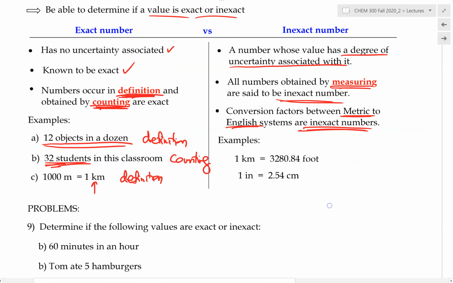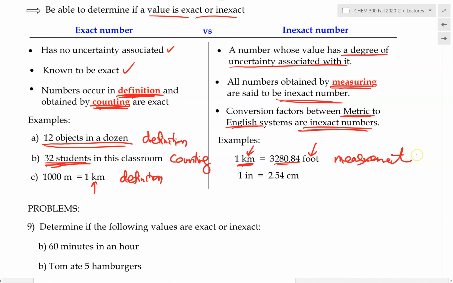And now let's go over some examples of inexact values. 1 kilometer equal to 3,280.84 feet. So in this case, you can see kilometer is a unit in the metric system, and foot here is a unit from the English system. And when we convert the units from one system to the other system, it turns out to be some very weird number that's not nicely rounded, and that one we know will be an inexact value. So in this case, this is basically a measurement value.